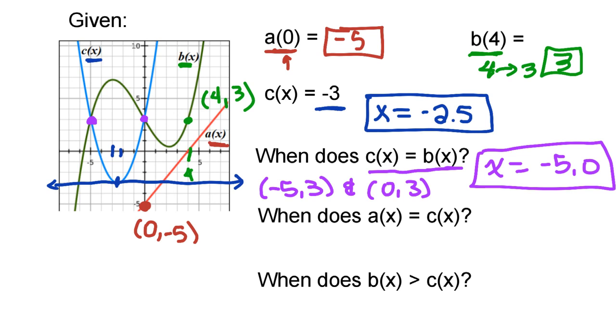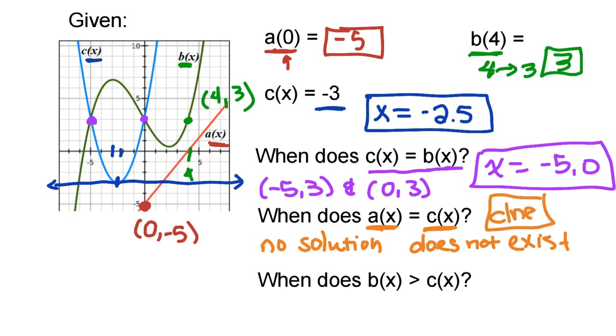Let's get a different color. Where does A of x equal C of x? So the red and the blue. Do they intersect? So there's a couple ways to indicate that there's no solution. You can write out no solution. You can write out does not exist. Or my favorite, DNE, does not exist. I like that one because it's less to write, but I would accept any of them. It's just, there's not an x value that works for that because they don't ever intersect.